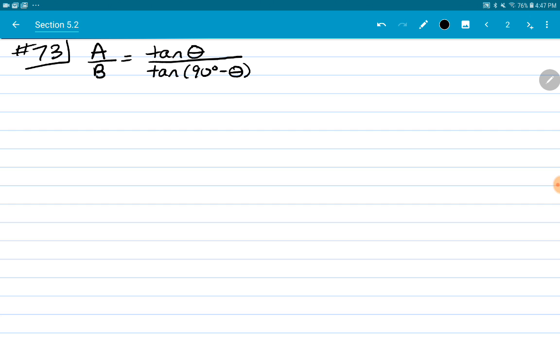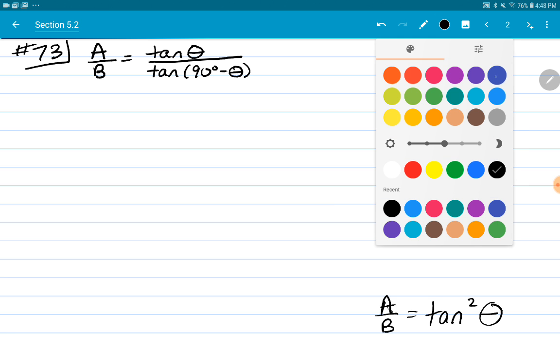Rewrite this expression on the right in terms of sine and cosine, and then use the difference identities to show that the equation can be rewritten as a over b equals tangent squared. So I'm going to leave that down in the bottom right hand corner. That is our goal, to get to that.